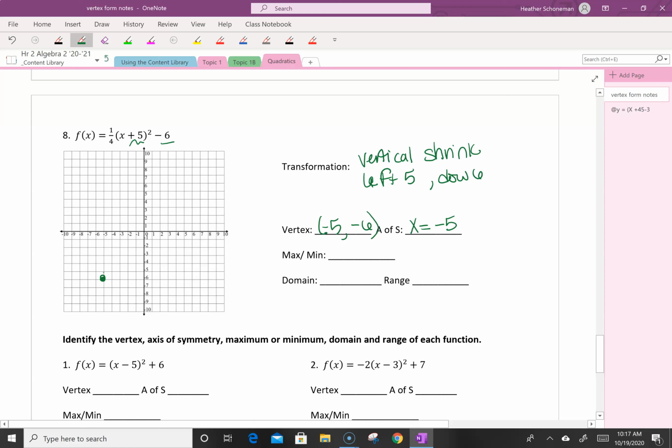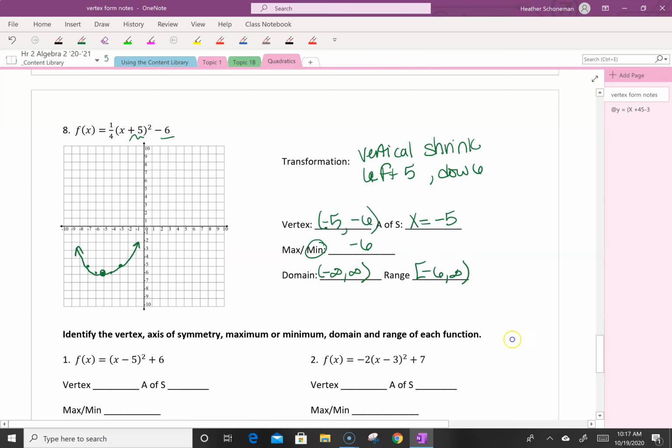which is right here. Now normally I go over 1, up 1, but 1/4 of 1 is just 1/4. And then normally I go over 2 and up 4, but 1/4 of 4 is just 1. And so my graph is like this, and it's much wider. This is a minimum, and it's a minimum at the y-coordinate of -6. This is a domain of negative infinity to infinity, and the range is -6 to infinity.